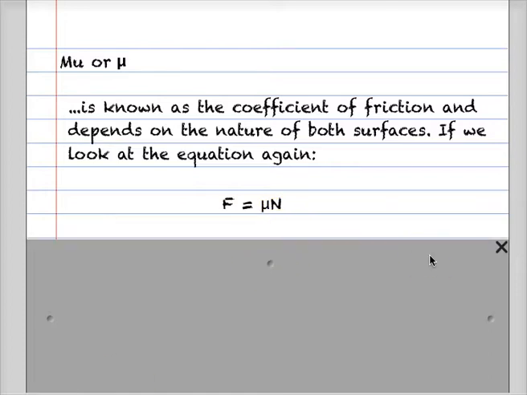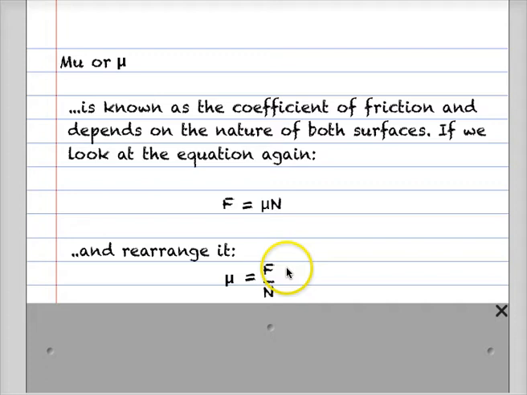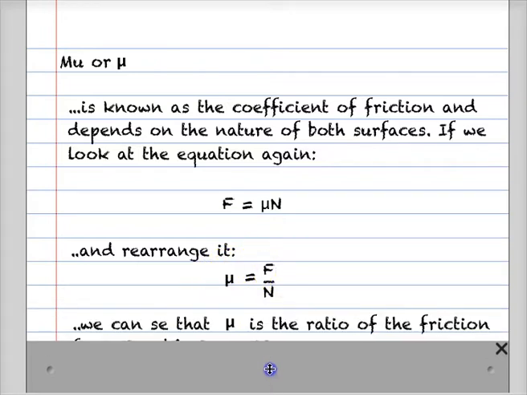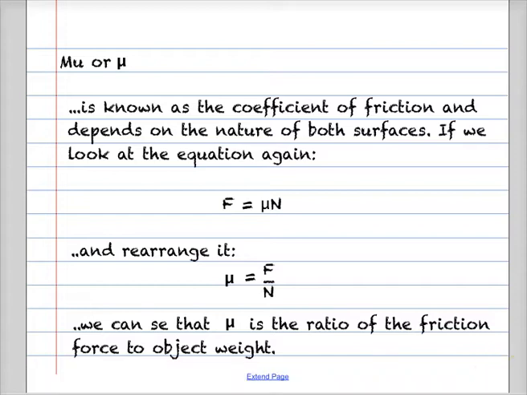But if the surface that we have our object on and that we're sliding the object on is flat and level, we can just take N to be the weight of that object. So if we rearrange that equation, we can see what the coefficient of friction actually is. Dividing through by N, I get mu, the coefficient of friction, is F over N. So it's actually the ratio of the friction force to the object's weight.